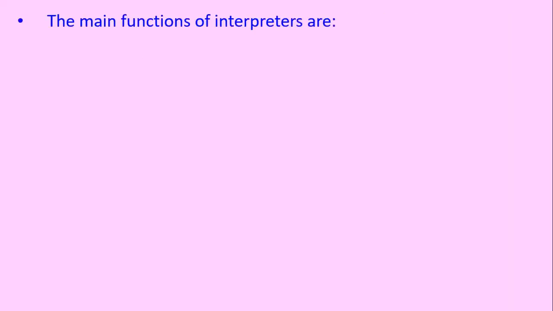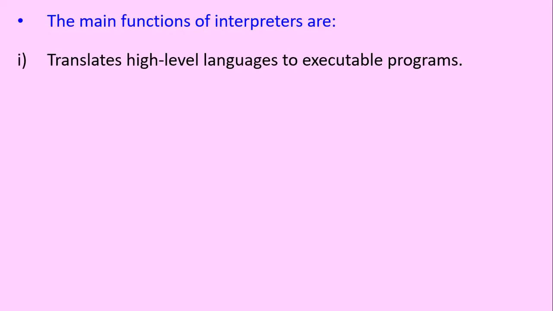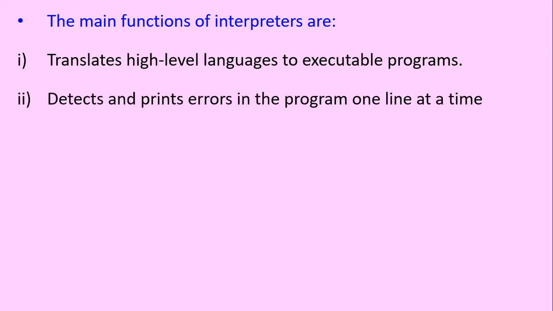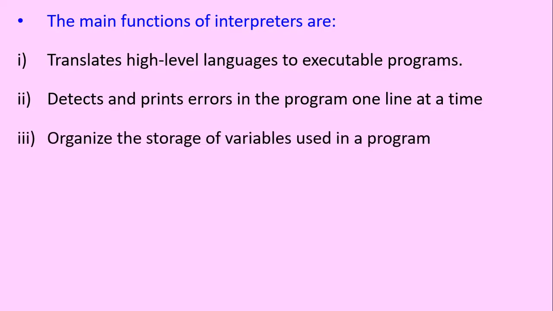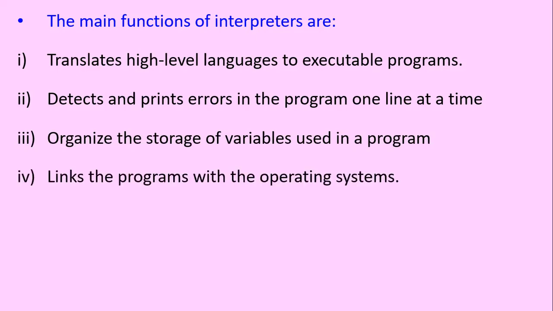The main functions of interpreters, therefore, are: number one, they translate high-level languages to executable programs. Number two, they detect and print errors in the program one line at a time. Number three, they organize the storage of variables used in a program. Number four, they link the programs with the operating systems.